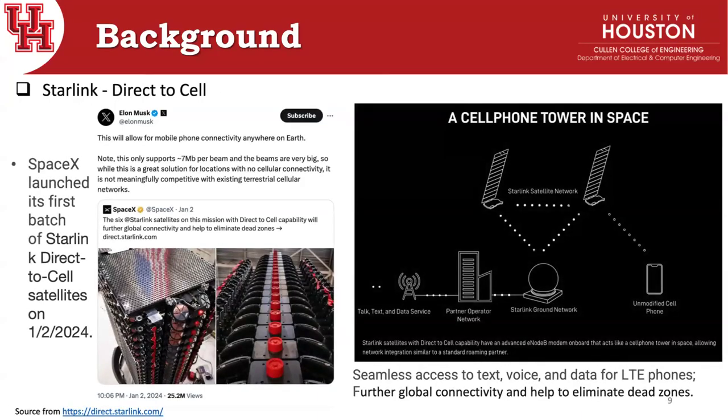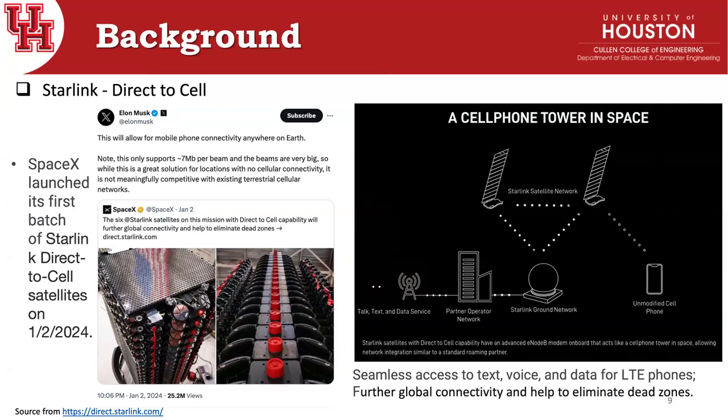And here is a cool thing. On January 2, 2024, SpaceX launched its first batch of Starlink direct-to-cell satellites. It marks a significant leap forward in mobile communication technology. As Elon Musk says, this technology will allow for mobile phone connectivity anywhere on Earth, although each satellite beam supports around 7 million bits per beam, and the beams themselves are quite broad.